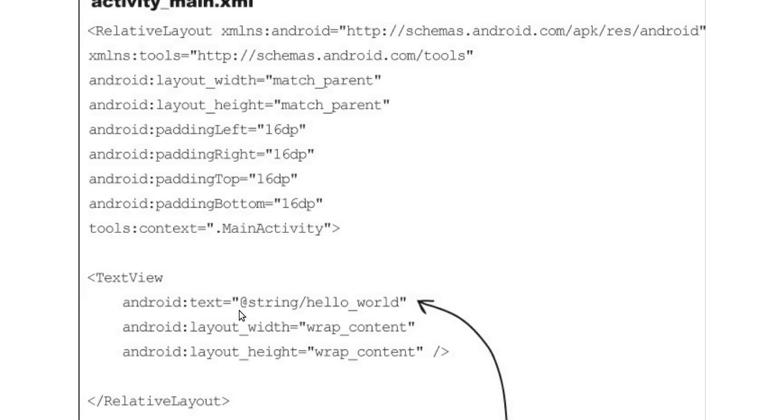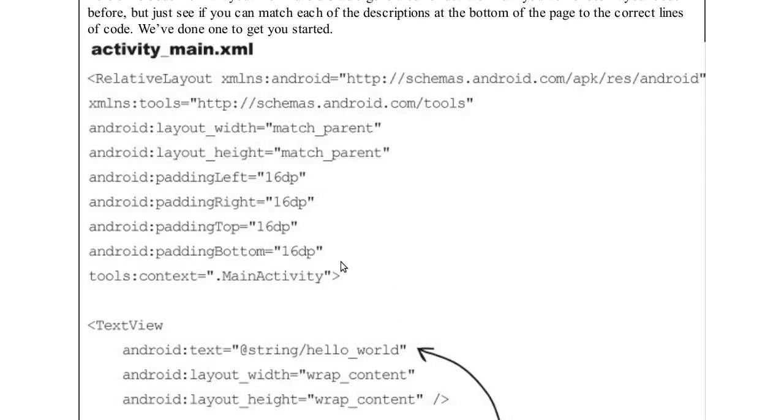So what is written here? At the rate of string slash hello world. It means we have a key hello world in a string file, and this text would be set by the value of that key hello world. And let's see what is the relative layout.